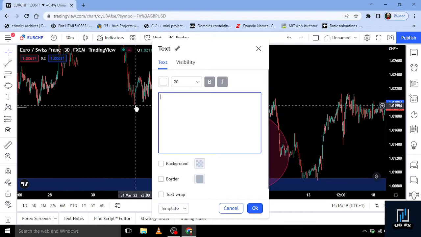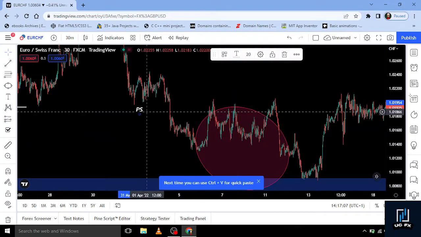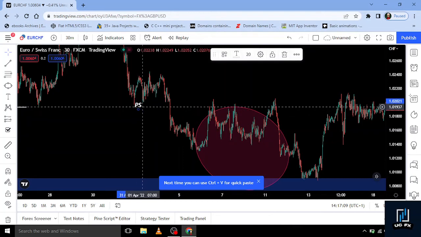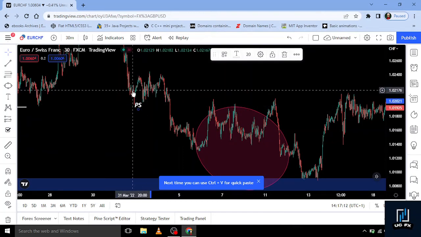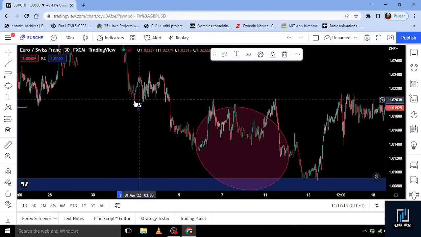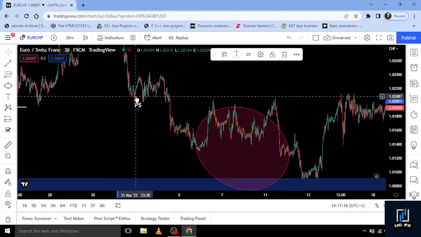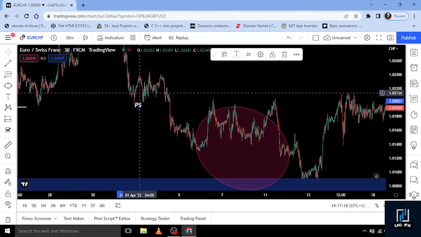That's your preliminary support, rather. So we have our PS right there. So here is our PS. And after our PS, what does PS actually mean? This is where the market is signaling that the downtrend is about to end.